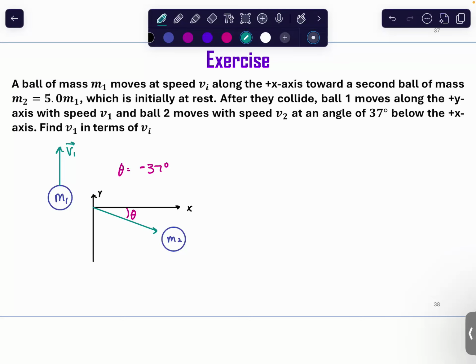Again, when looking at these velocity vectors, you can go ahead and plug in the negative 37 and you'll get the correct signs. Also, you could just take into account that theta is a magnitude of 37 degrees, and then you realize that your x component has to be positive and your y component has to be negative for v2, because this velocity vector is in the fourth quadrant.